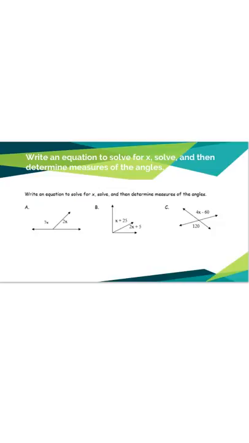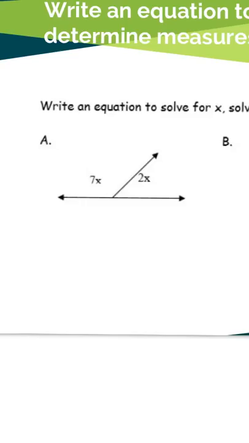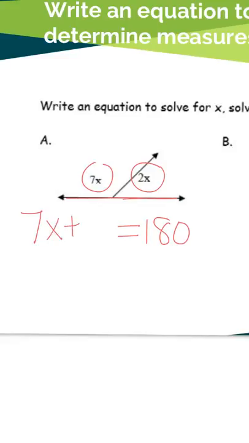Now let's write an equation to solve for x, then we're going to solve, and then we'll determine the measures of the angles. First, let's write an equation. We see that this line is a straight line, so it's going to equal 180 degrees. And we know that 7x plus 2x will equal that. So we'll write 7x plus 2x. Now let's solve. 7x plus 2x is 9x. We bring down our equals 180 degrees.